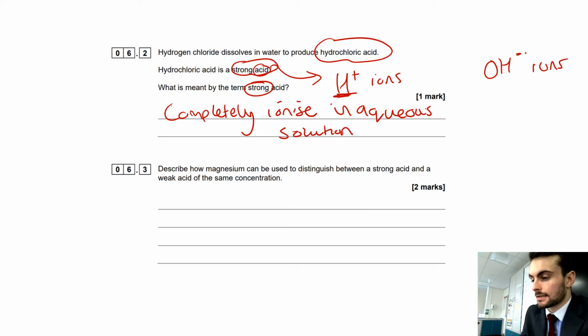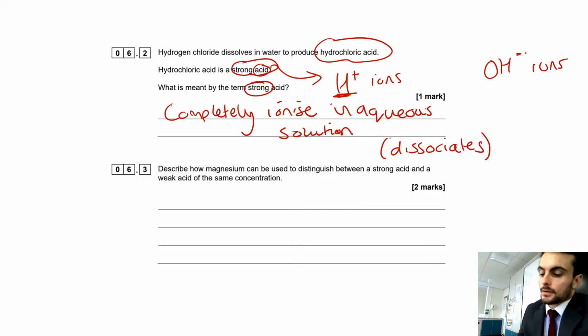If it's a weak acid, that means some are going to be changing back into the substance that's going into the solution. If it's a strong acid, it means all of the H plus ions are just going to be completely ionized, or completely dissociates is also allowed.